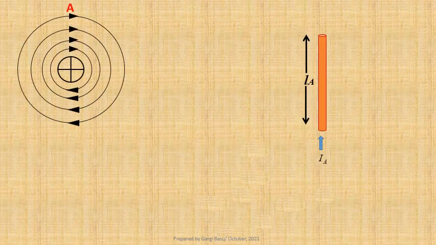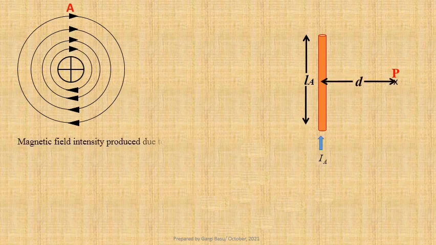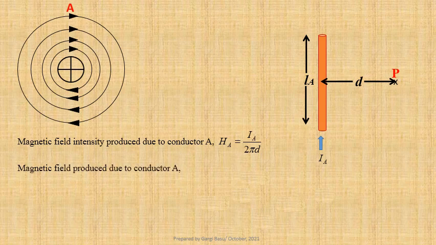When conductor A carries current IA, at point P d meters away from conductor A, magnetic field intensity produced HA equals IA divided by 2 pi times d. Magnetic field produced due to conductor A, BA equals mu 0 times HA, that is equal to mu 0 times IA divided by 2 pi times d.